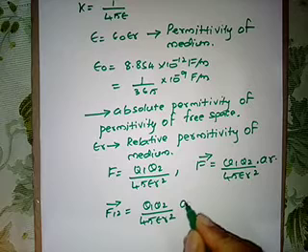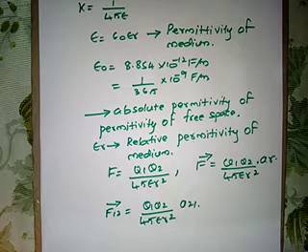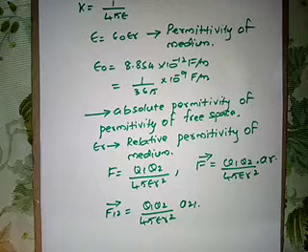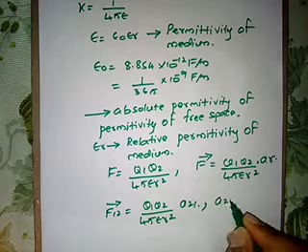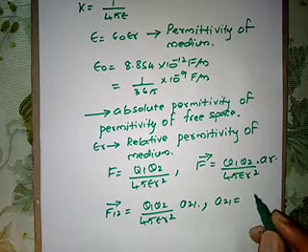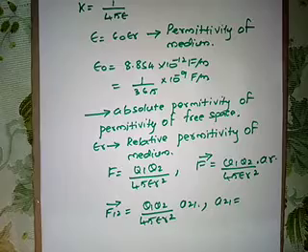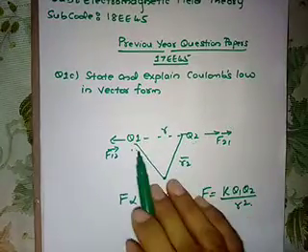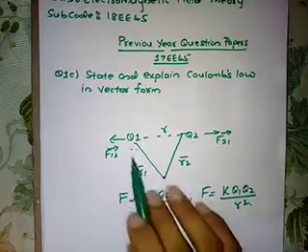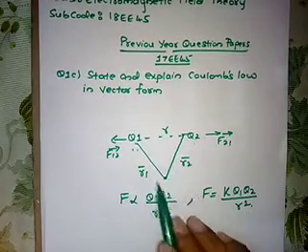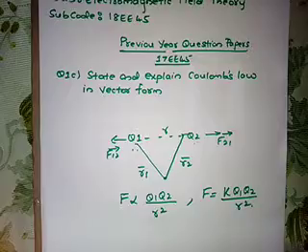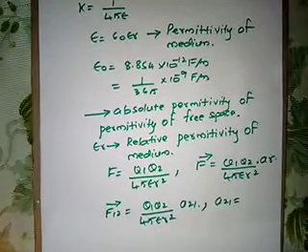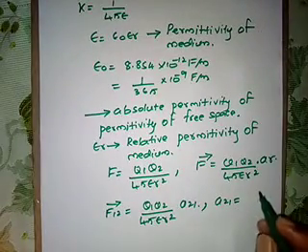So this into A21, where A21 is nothing but destination minus source. Source is 2, destination is 1, so destination minus source. So it is R1 vector minus R2 vector divided by the magnitude of R1 vector minus R2 vector. We know how to find the unit vector: unit vector is given by the vector divided by its magnitude.